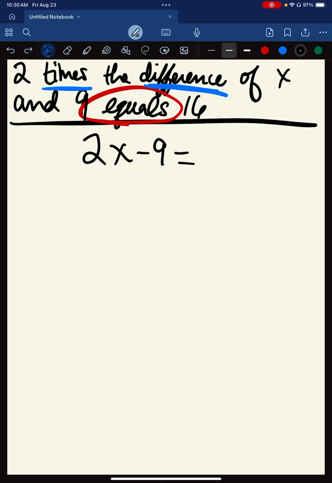What we need is for the difference to happen first, and in order for it to happen first, according to our PEMDAS rules, our order of operations, they need to be in parentheses. So 2 times the difference of x and 9 equals 16. And so it's good, once you get your equation written out, to just say it out loud to yourself without looking at the problem. You say 2 times x minus 9 equals 16. So 2 times the difference of x and 9 equals 16. It makes sense. It checks out.